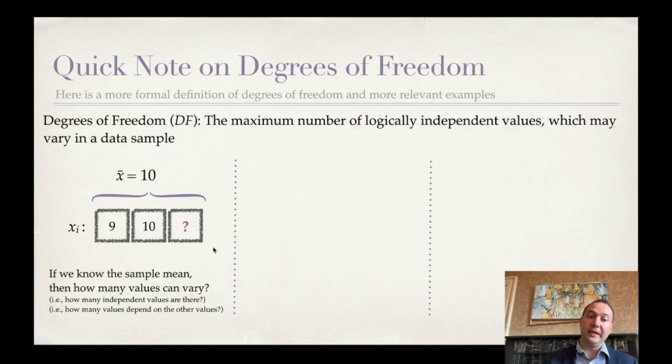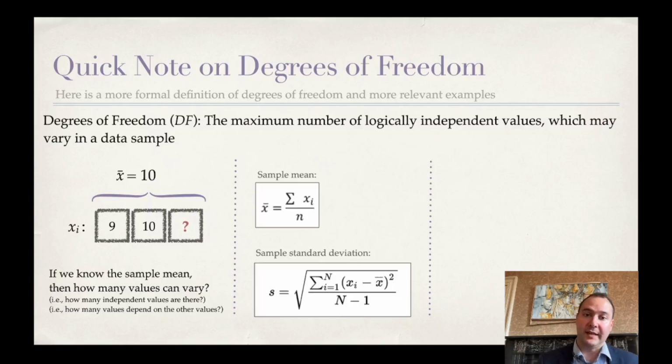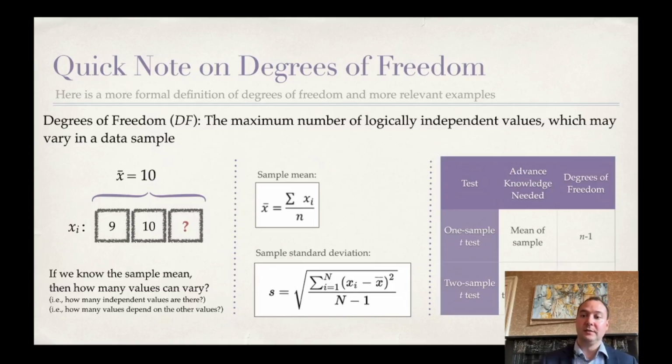If we know the sample mean, then how many values can vary? Again, we have k minus 1. So a sample mean looks like this. It is the values summed divided by the total number of values. That gives us our sample mean. To calculate S, the sample standard deviation, we need to know the difference between each value of x, and we make this adjustment on the bottom for the sample size. So, what is that adjustment? That is the degrees of freedom.